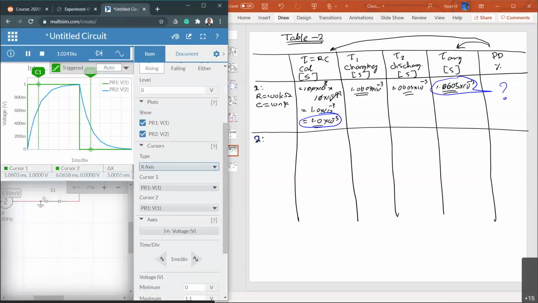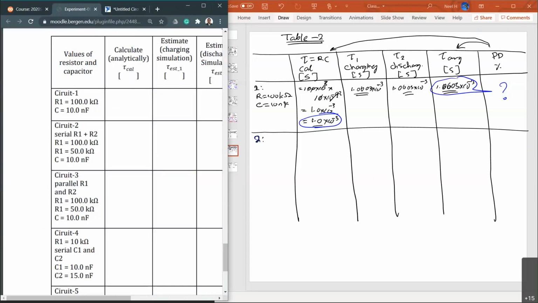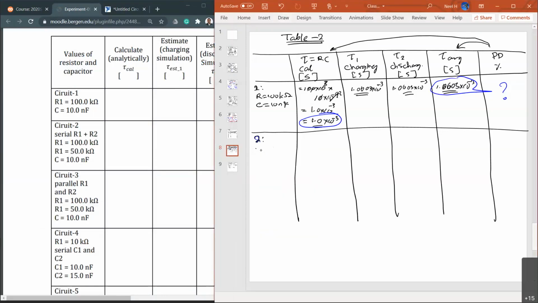Just connect the oscilloscope channels. You can see how the capacitor behaves, how it looks when it's charging, how it looks when it is discharging, and everything is extremely simple to do. That's the advantage of using the oscilloscope. Let's take a look at circuit number 2. Circuit number 2, you should have two resistors in series. I have resistor R1, which is the same value, 100 kilo, and then R2, which is 50 kilo, and C, which is the same value, 10 nanofarad.